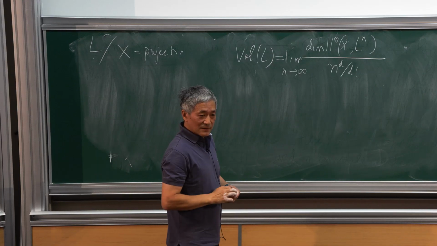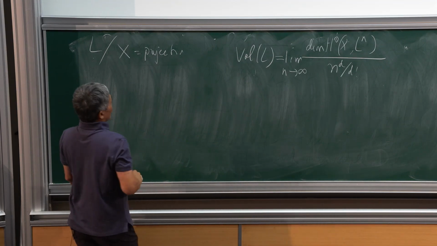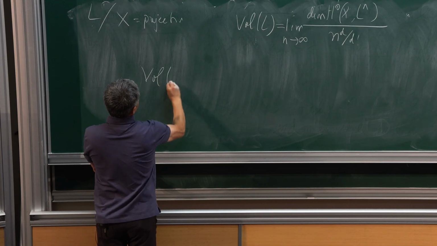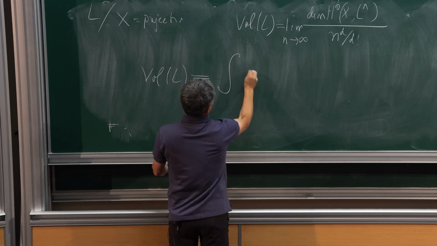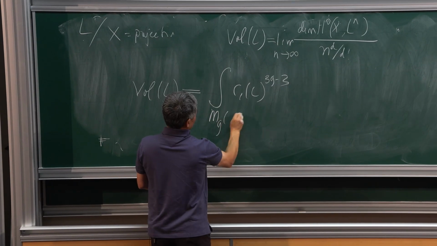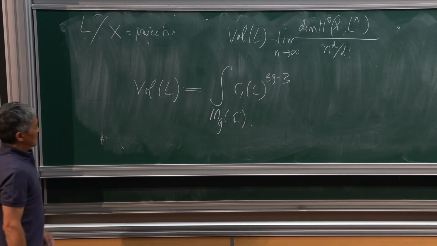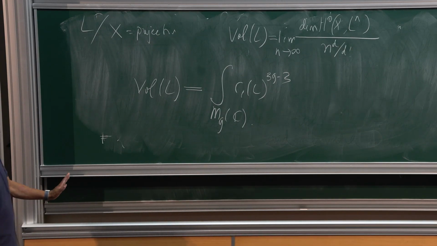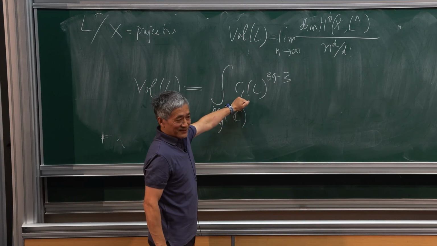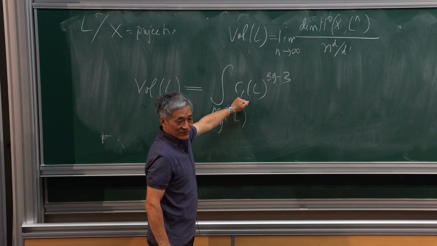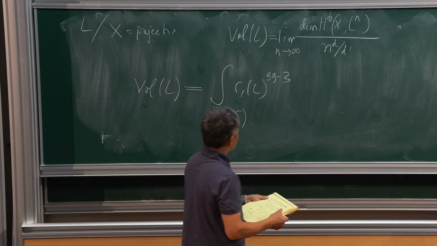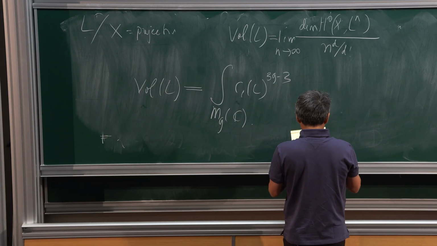This is a purely algebraic notion. The volume formula says this volume is really a volume. What does that mean? The volume of L is equal to the integration of c1 of L to the power 3g minus 3 over Mg of C. This is not clear at all. One side is purely algebraic, and the other side is purely transcendental. So this is basically the volume formula. To prove this formula is actually quite involved. At the very beginning, I thought it was easy, so we actually have to use intensively the moduli theory.